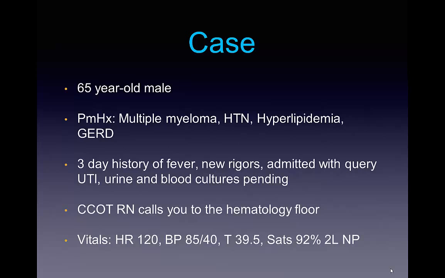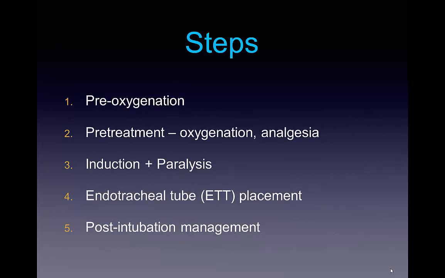So let's begin considerations of how to intubate this patient. Some of the steps that you'll be taking to safely intubate this patient include pre-oxygenation with delivery of a high FiO2 to the patient. In addition, possible pre-treatment during that oxygenation, such as analgesia, perhaps topical treatments in the mouth to further help the actual intubation. Then there is the actual induction and paralysis. Finally, the insertion of the endotracheal tube and post-intubation management. And we'll discuss each of these.